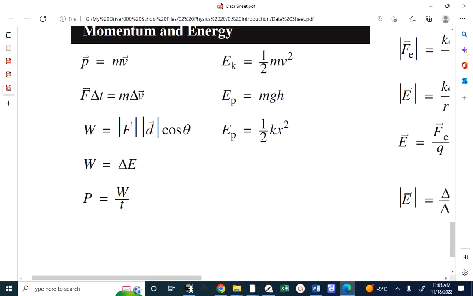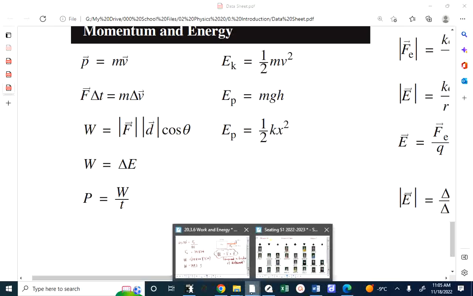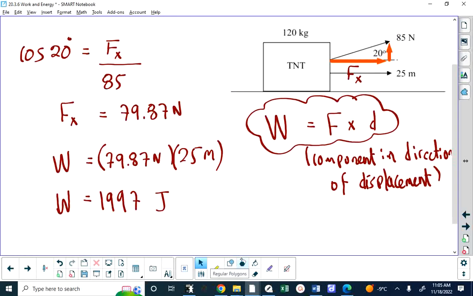So work is force times displacement. But the force has to be in the same direction as the displacement, which means the force actually has to be the horizontal component if it's moving horizontally. If you look at what we did when we solved this problem, we took the force of 85 newtons and multiplied by the cosine of the angle. That's your F cos theta.